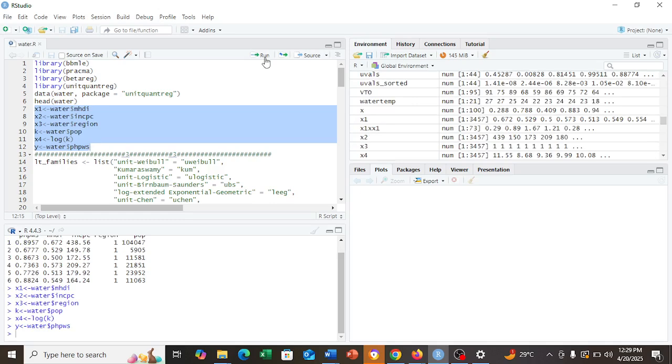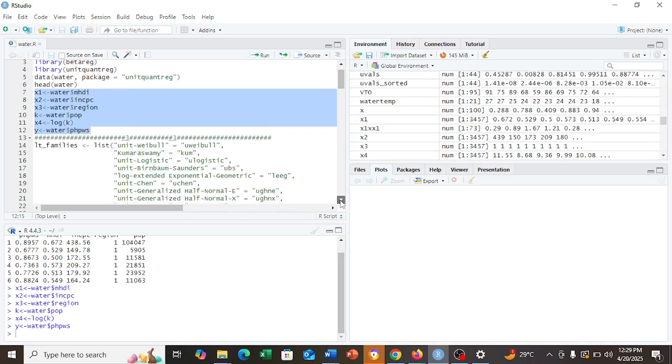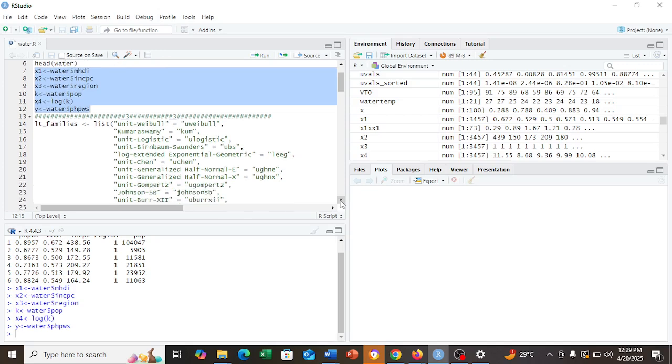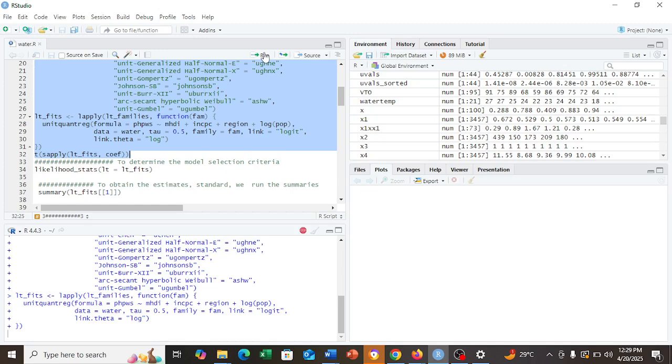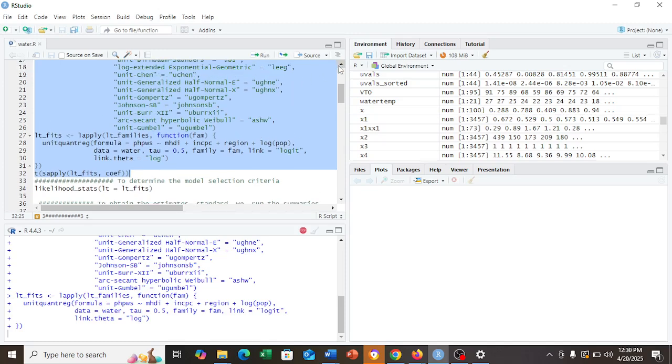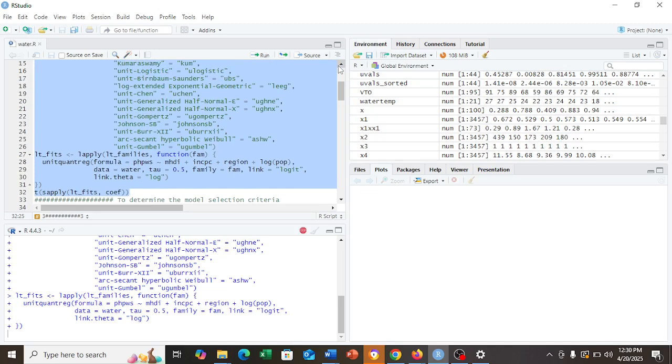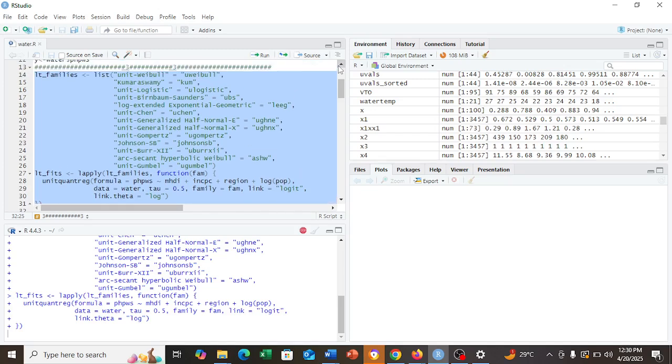So like I was saying, the unit quantile package is for distributions where the response variable is between 0 and 1, and they include what we have here. I will soon take you through. Let me run this to get the output. So I was saying that the unit quantile package works for distributions where the response varies between 0 and 1.